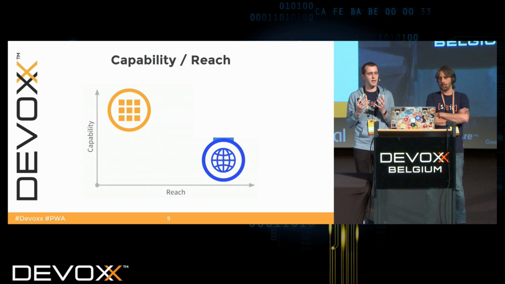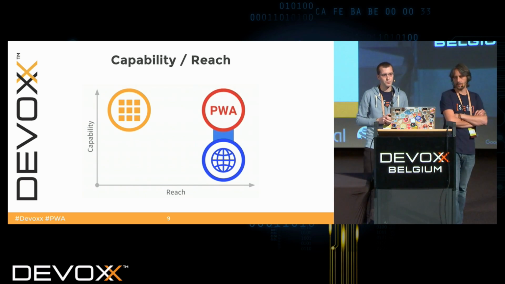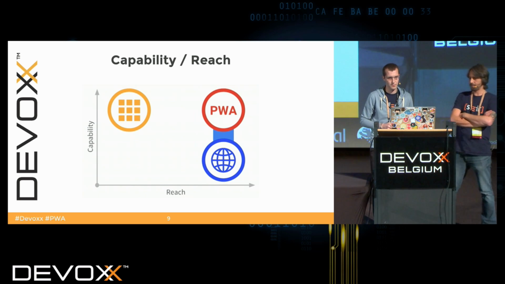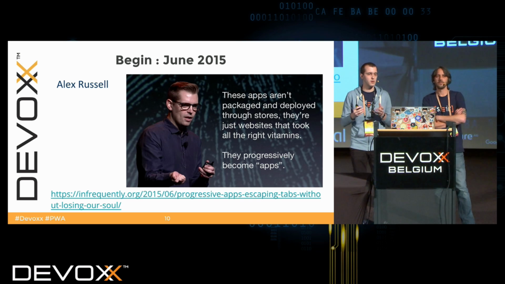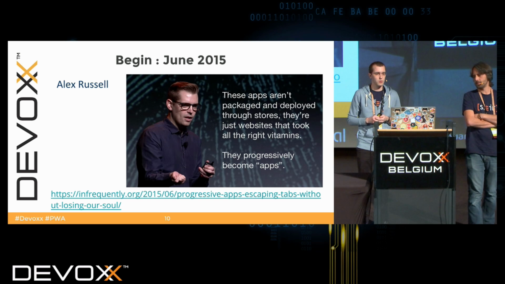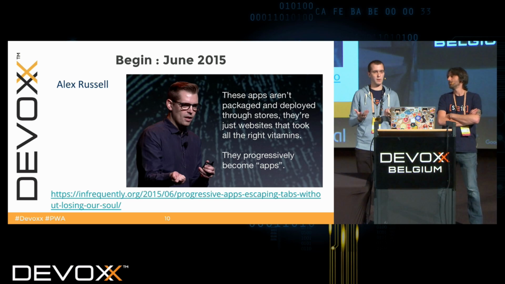The idea behind progressive web apps is to merge these two worlds into one, with more capabilities and reaching more people. Progressive web apps first appeared in an article written by Alex Russell, a software engineer at Google, and he explained what a progressive web app is.